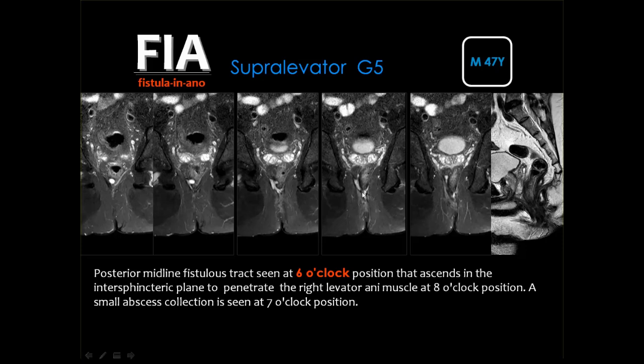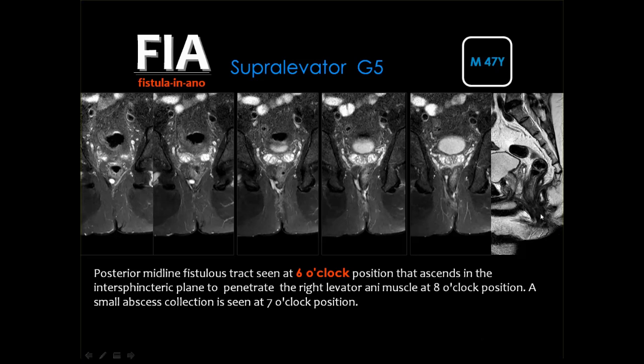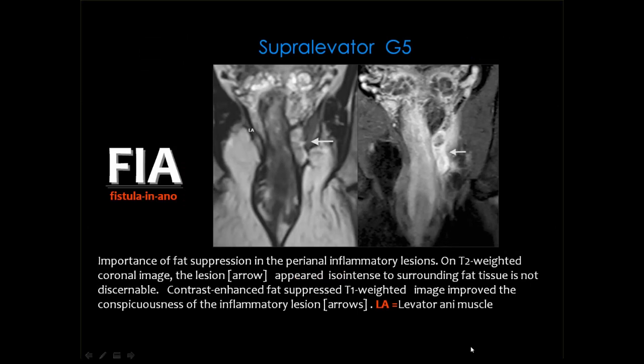Then if you follow the right one and you go with the branch, you can easily appreciate that there is part of the fistula above the level of the levator ani. But if you look here, and this is the sagittal image, and this is the fistula tract, and this is the levator ani, you've got part of the fistula below the levator and another part above the levator.